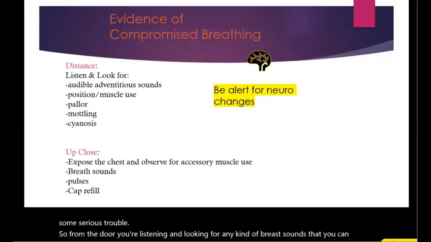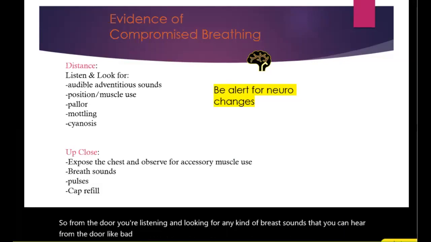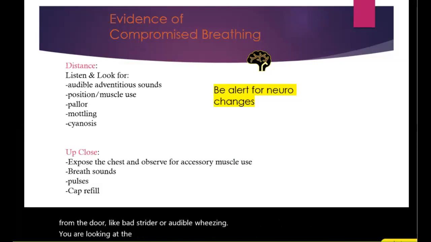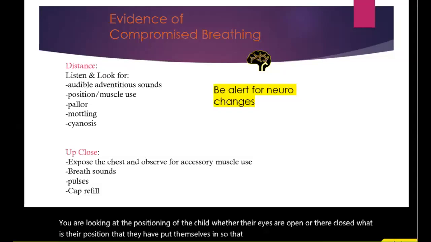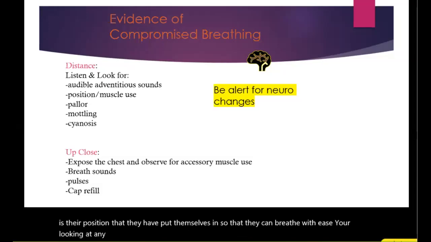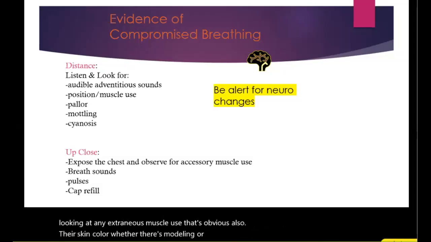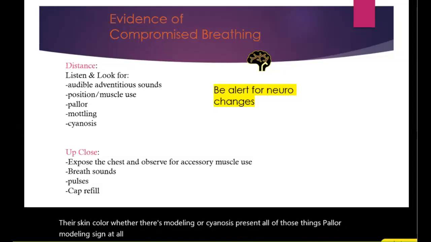from the door, like bad stridor or audible wheezing. You are looking at the positioning of the child, whether their eyes are open or closed. What is the position they have put themselves in so that they can breathe with ease? You're looking at any extraneous muscle use that's obvious. Also, their skin color, whether there's mottling or cyanosis present: pallor, mottling, cyanosis, not just cyanosis. All of those things can reflect compromised breathing.